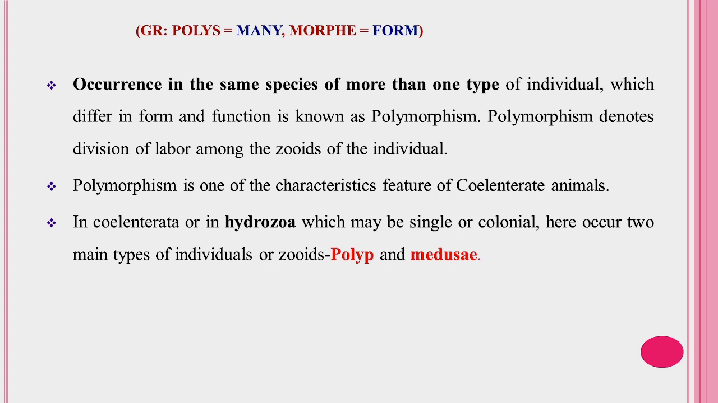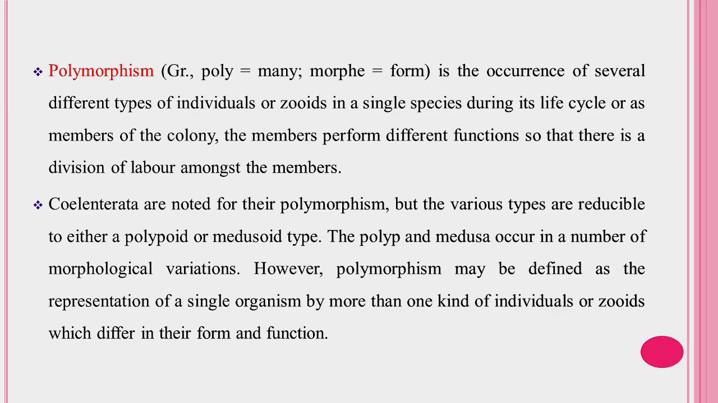Here the Hydrozoa of Coelenterata may consist of single or colonial forms, and in single or colonial forms it consists of various zooids. They are polyp and medusa. Polymorphism means occurrence of several different types of individuals, also called zooids, in a single species during its life cycle or as a member of the colony. These members perform various different functions, so that a division of labor can be seen among the individuals of the family.